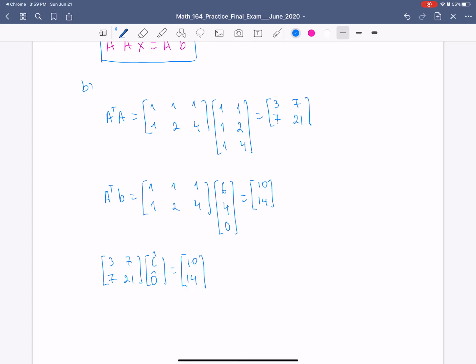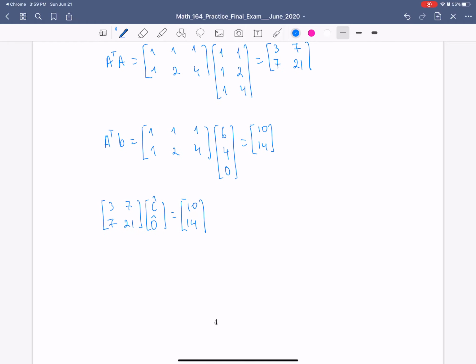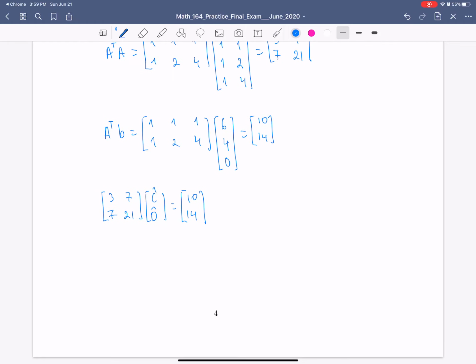I don't like these numbers for any reductions or even finding inverses. I would much rather use Cramer's rule. So that's what I'll do. C hat equals, in the denominator, I will have 10, 14. Oh, sorry, that's the determinant of A.